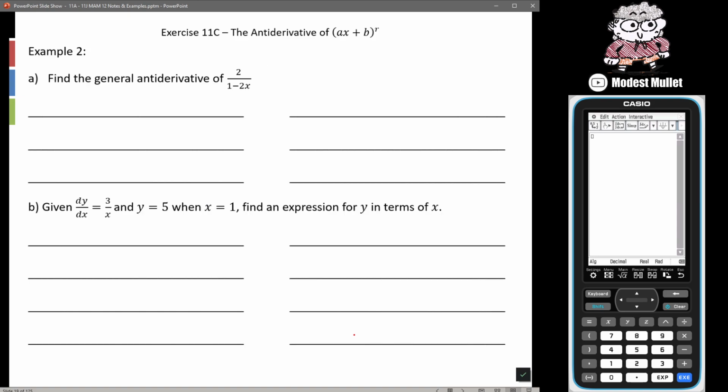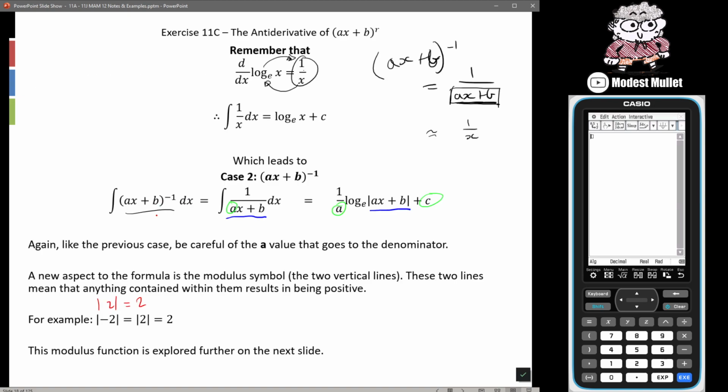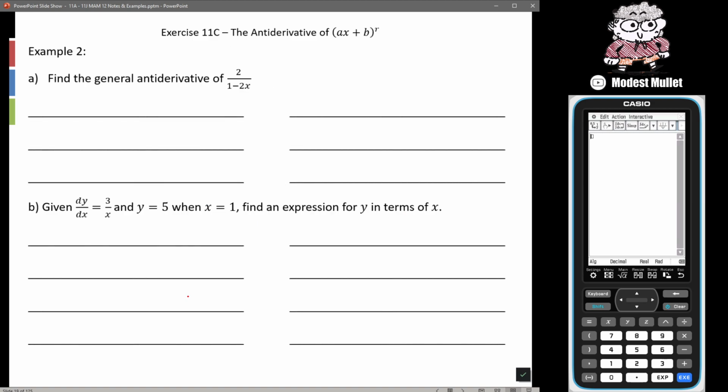Right, here we go for time. 8 minutes in already, so let's apply a bit of this practice. I'll write quickly over here as a reminder: the antiderivative of 1 on ax plus b is equal to 1 on a, log to the base e of the absolute value of ax plus b, and that's all plus c on the end, of course. But straight away we're running into an issue. We have a 2 on the top, we don't have a 1.